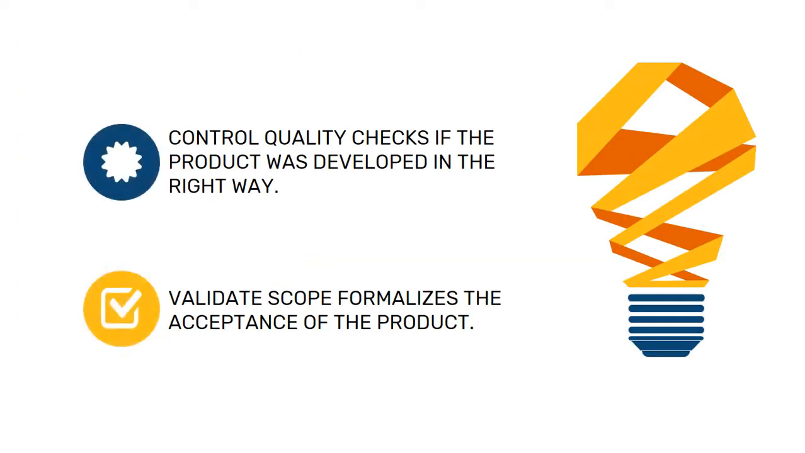To conclude the video and to clearly differentiate between the control quality and validate scope processes, we have 2 things here. Control quality checks if the product was developed in the right way. So it ensures that all the processes and materials used throughout the project were meeting the quality requirements and the specifications of the project, while the validate scope formalizes the acceptance of the product. As I mentioned earlier, a customer or owner or maybe an end user is directly involved and they have to sign off and accept the project's deliverable.